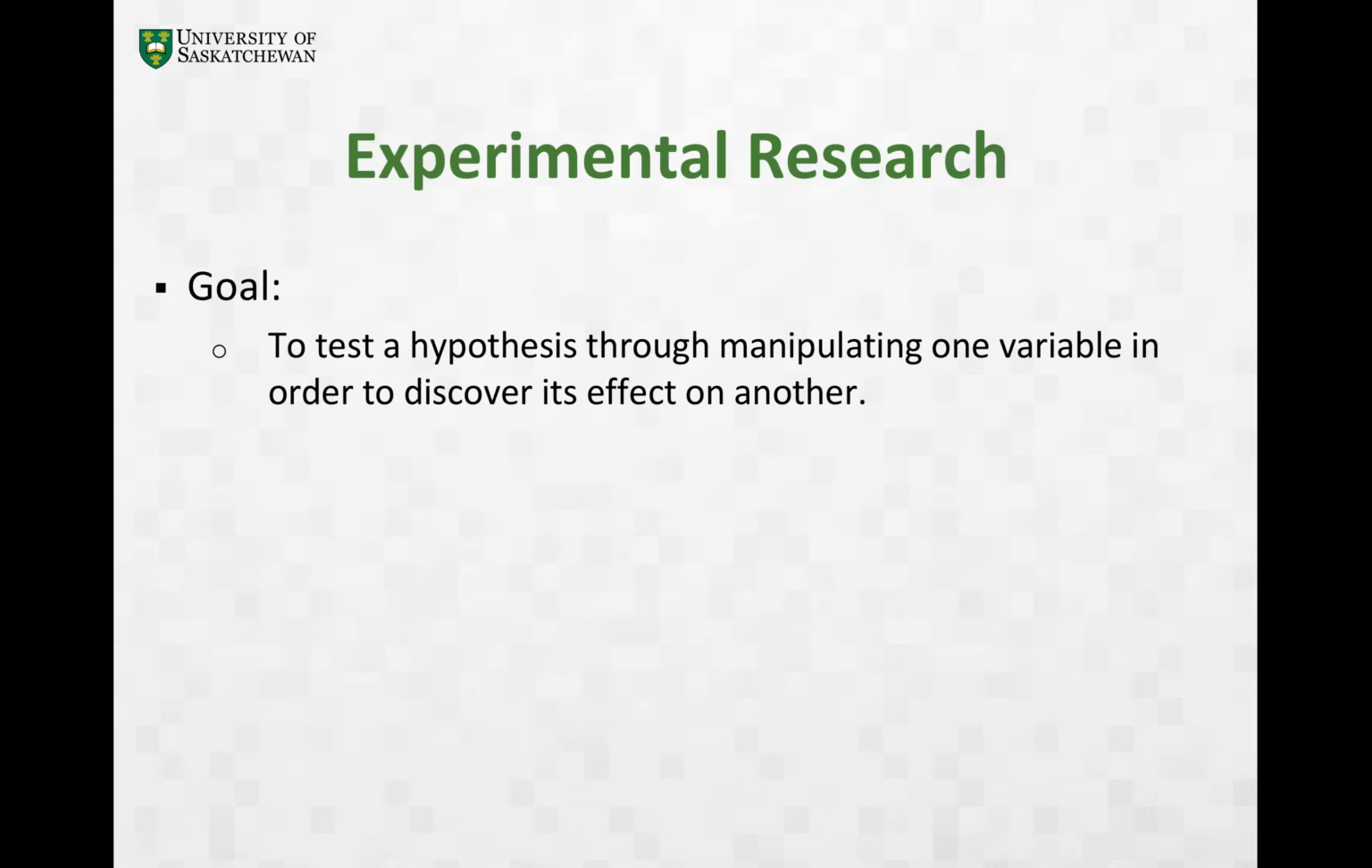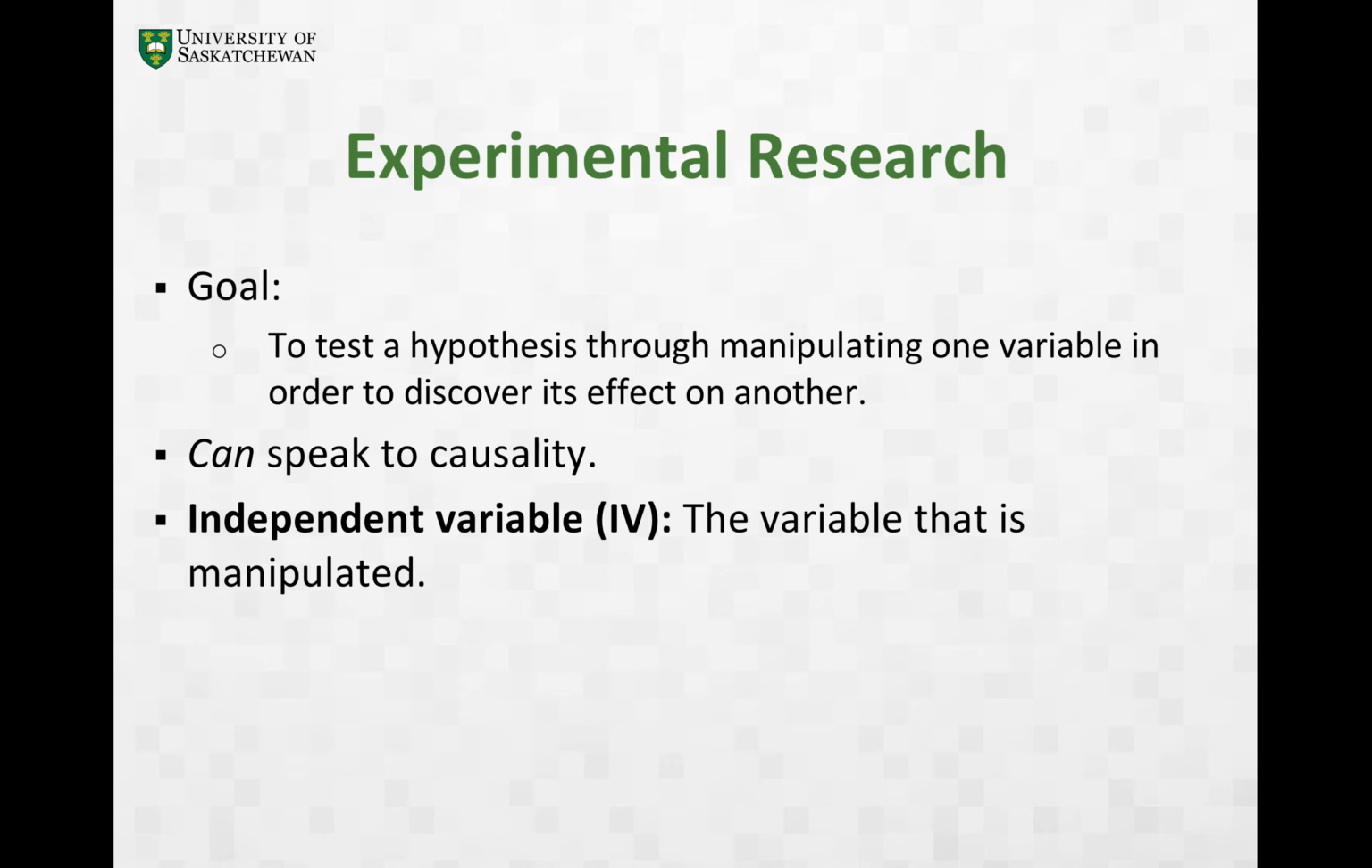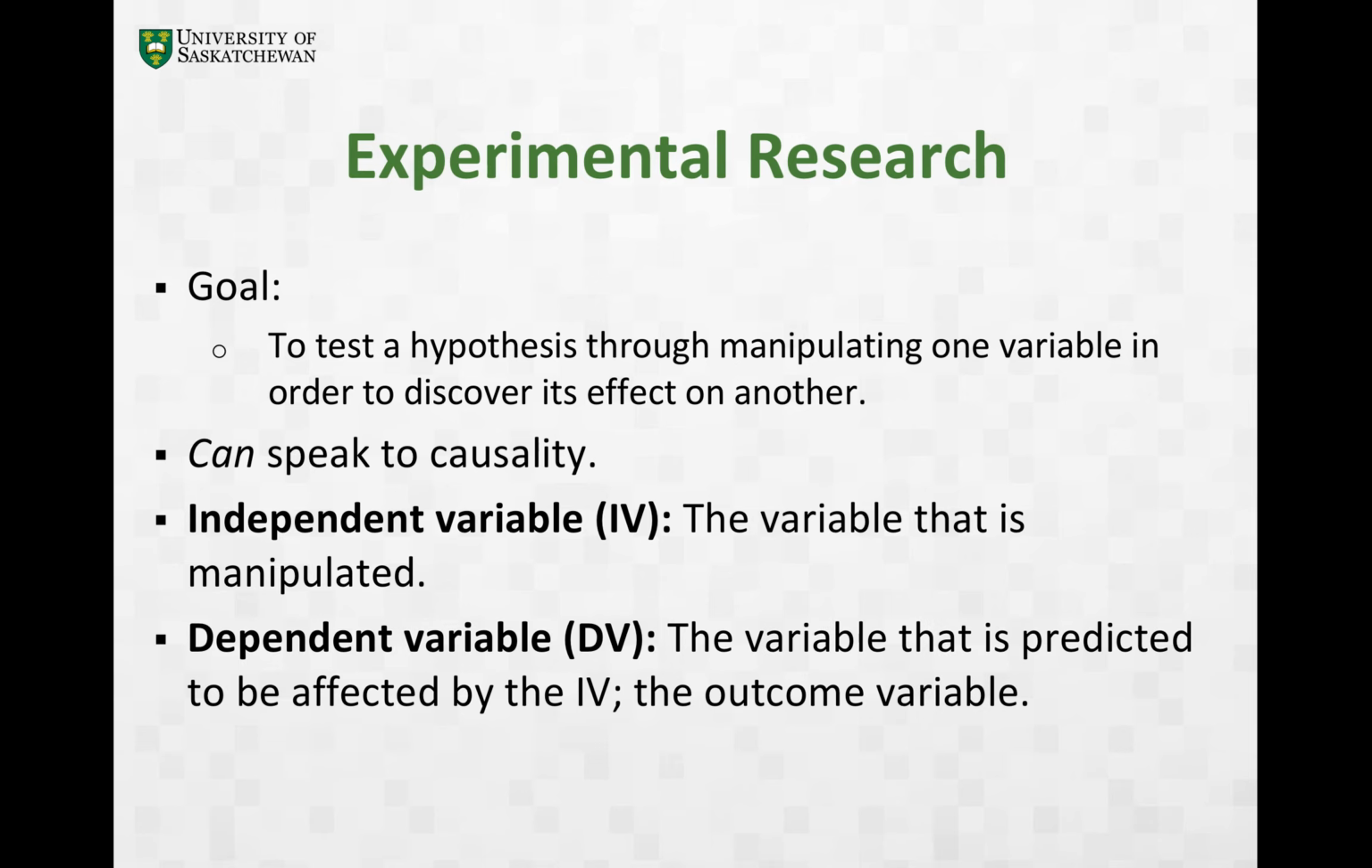The goal of experimental research is to test a hypothesis through manipulating one variable in order to discover its effect on another. Now, this is the only type of research, if it is a pure experimental design, that can speak to causality. So when we're talking about experimental research, there's an independent variable, and there's a dependent variable. The independent variable is the one that we're manipulating, and then we're seeing what the effect of that manipulation is on the dependent or the outcome variable.